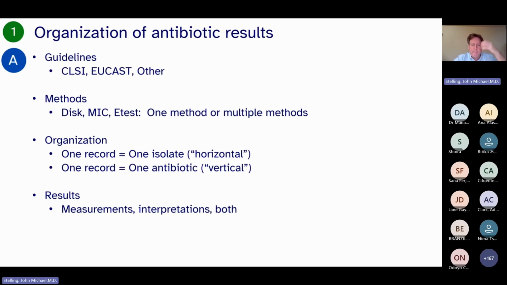However, most LISs and most machines put the antibiotics vertically. If, for example, you have an E. coli with 10 antibiotics, there'll be one row for ampicillin, one row for trimethoprim, one row for cipro. BacLink doesn't care. Either one is fine. You can put the antibiotics horizontally. You can put the antibiotics vertically. I'll show you an example of both. BacLink just needs to know what the correct answer is.